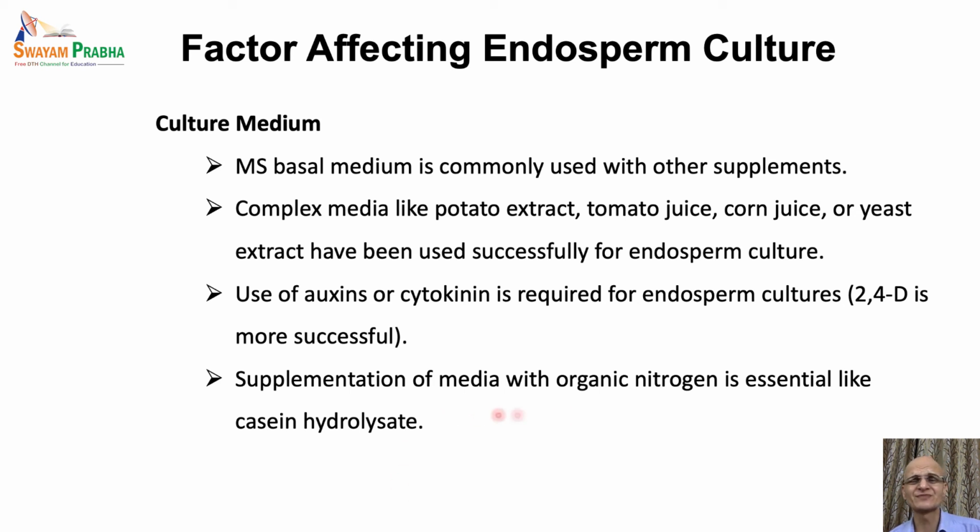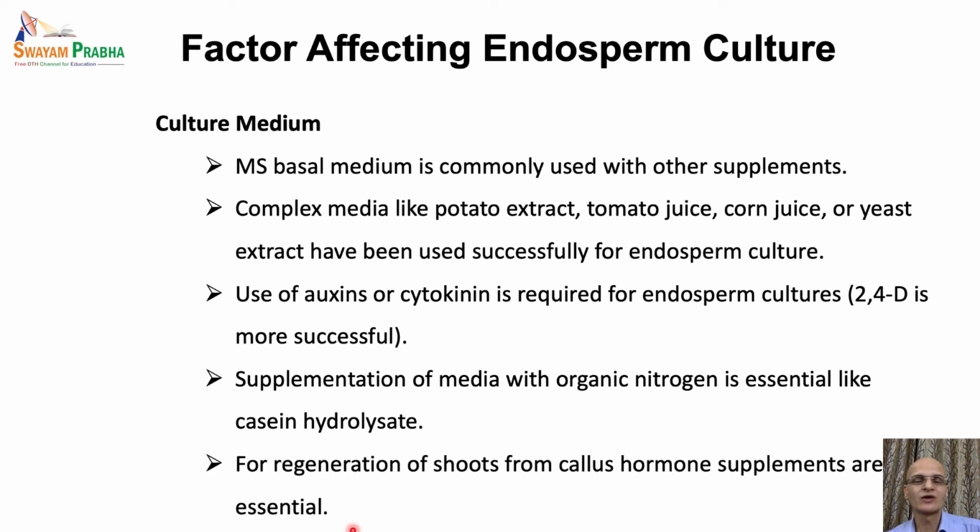Supplementation of the MS media with an organic source of nitrogen is essential and has a considerable impact on successful cultures. Usually casein hydrolysate is used for this purpose. For the regeneration of shootlets, the concentration and the ratio of the plant hormones is the key factor. However, it varies among different plants and needs to be optimized in a species-specific manner.